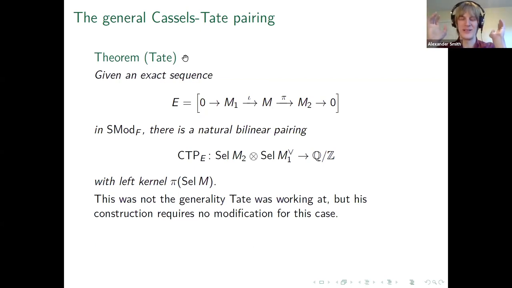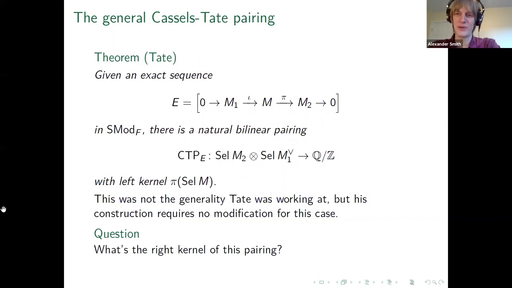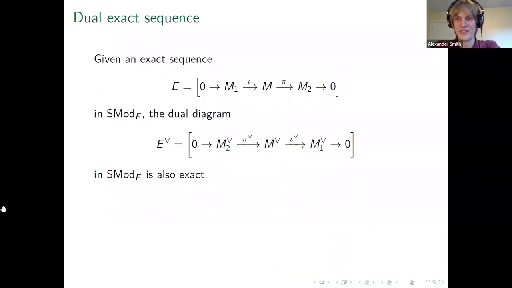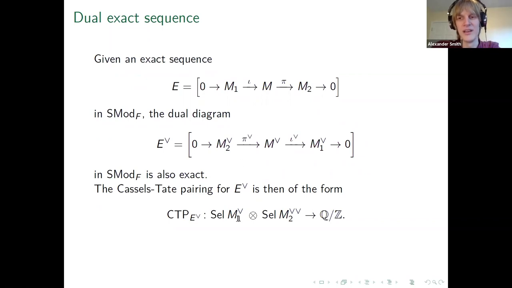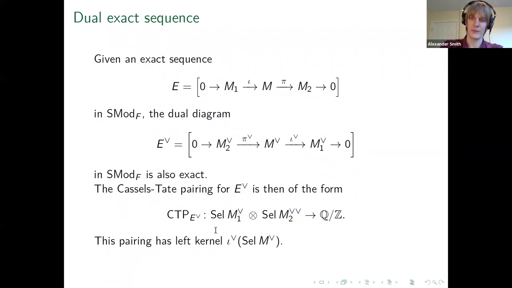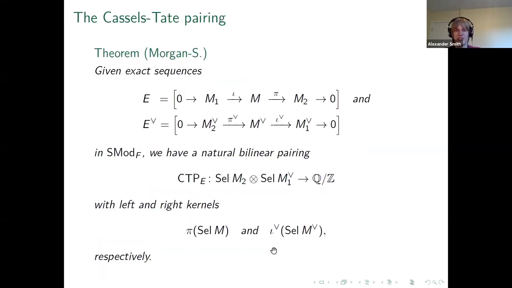Okay, so the first interesting question we can ask then is, what is the right kernel of this pairing? Already with this, we have to answer something. And so we bring in the dual exact sequence. When we look at the Cassels-Tate pairing for this dual exact sequence, we know from the theorem I just put up that its left kernel inside of the Selmer group of M1 check, which is the final term of V check, is going to be iota check Selmer M check. Okay. And so to answer the question I put up before, what was the right kernel of the Cassels-Tate pairing for E? It actually turns out to also be iota check Selmer M check.